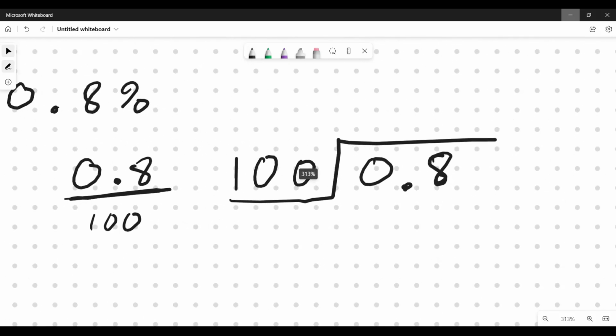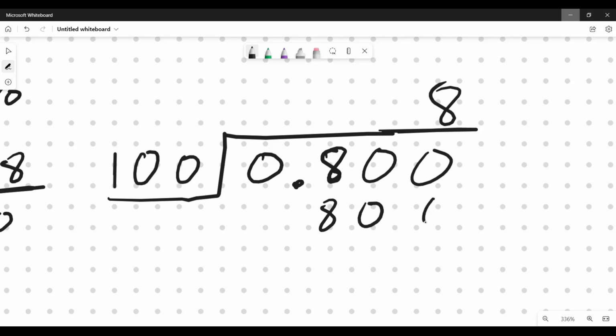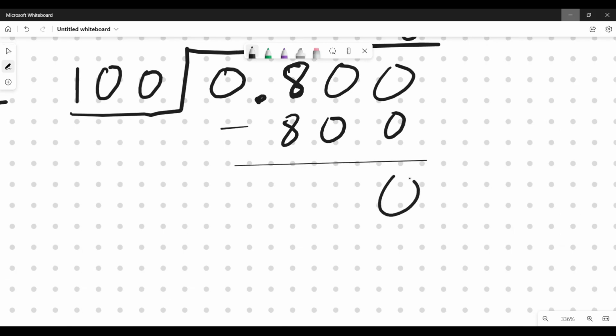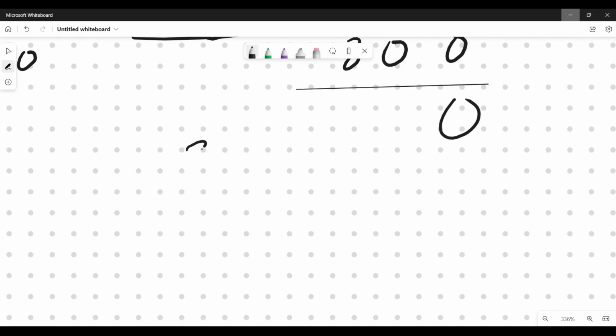We'll start with this plan. All right. 100 doesn't go into either of these. We got to add zeros. Right? We're going to go in 8 times right here, right? 8 times 100 is 800. And then we're going to subtract. Equals 0. So our answer is 8 over 100.